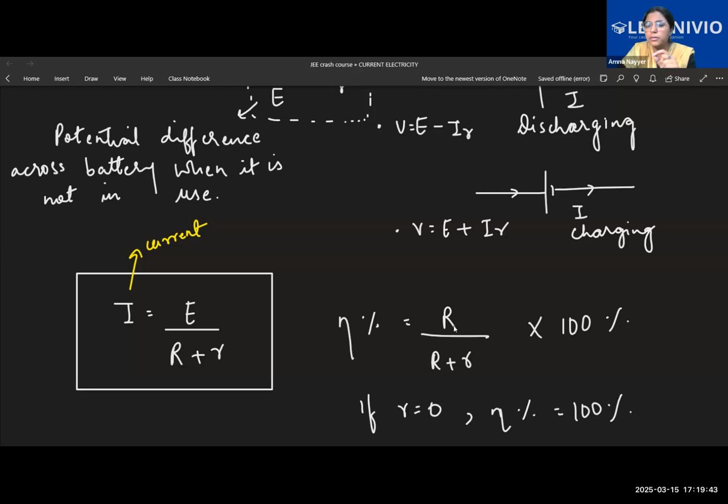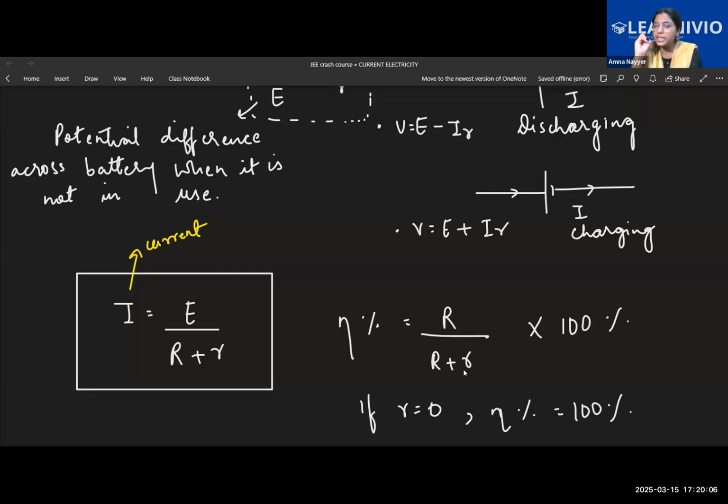Every time it's not possible that you'll get only one single resistor as the external resistor. So capital R means external resistance. Your external resistance can be a combination of parallel or series resistors. The efficiency formula is capital R divided by R plus small r, into 100 for the percentage.